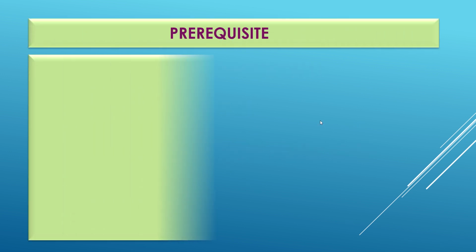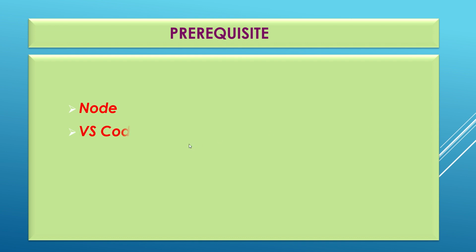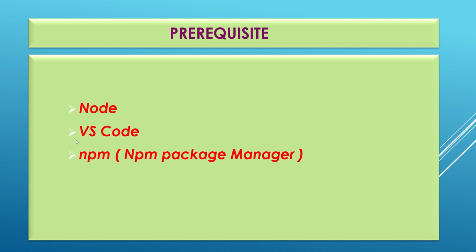Before we create our first Angular application, these are the components which need to be installed on our system. First is Node, second is the VS Code editor, and next is NPM, the Node package manager. So these are the components which need to be installed on our system before we create our first Angular app.